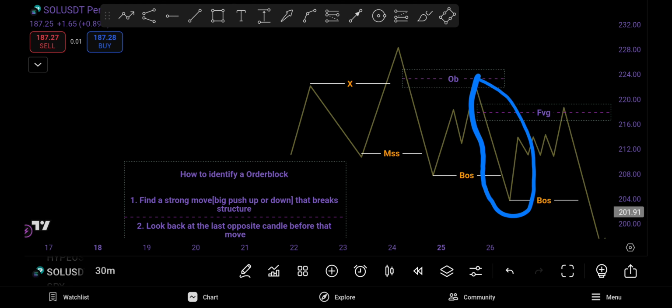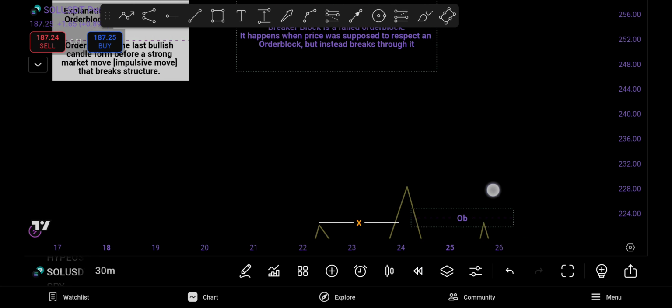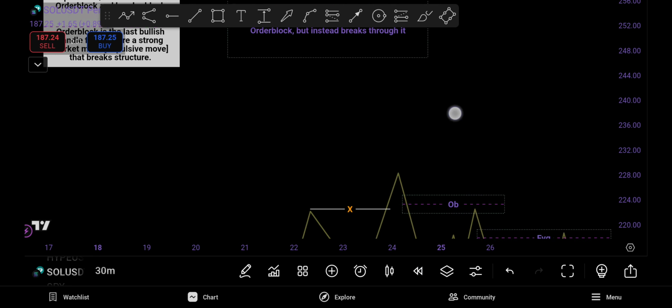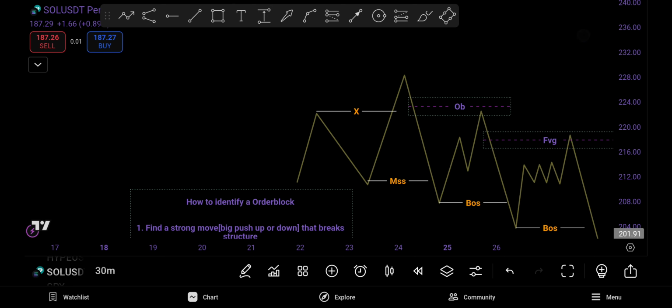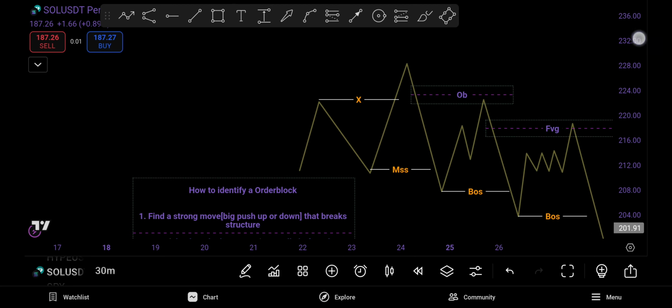So now, why for a breaker block? Instead of the price filling this order and going back the way we want it to, it will fill the order but break through the order.